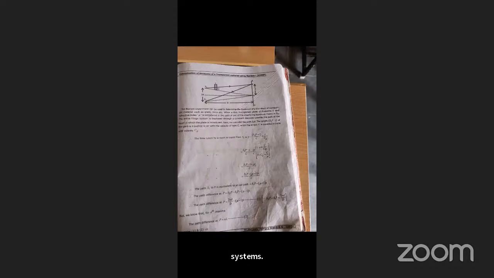Now we consider the path S1P. It's clear the biprism experiment can be used to determine the thickness of a thin transparent material such as glass, mica, whatever it may be. When a thin transparent sheet of thickness T and refractive index mu is introduced in the path of one of the interfering beams as shown in the figure, the entire fringe system is displaced through a constant distance toward the path of the beam in which the plate is introduced. Now we consider the path S1P.